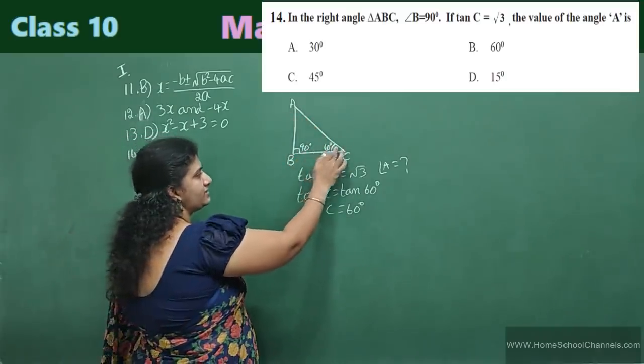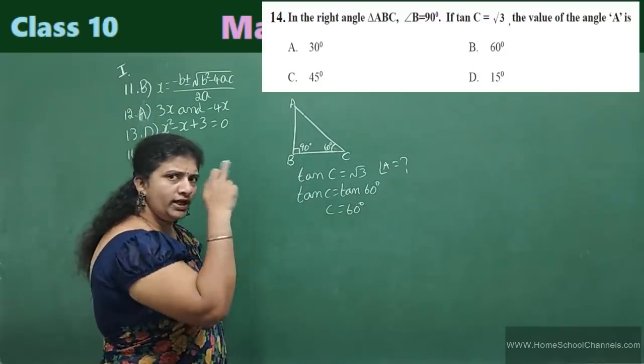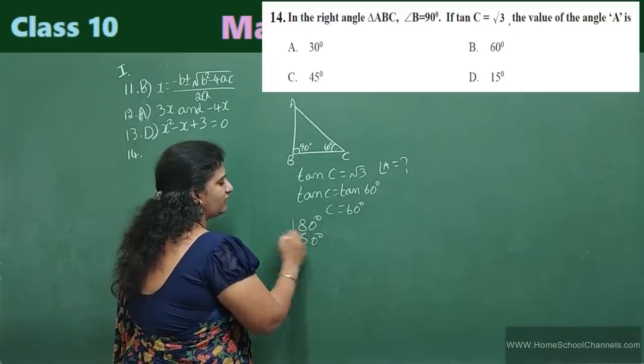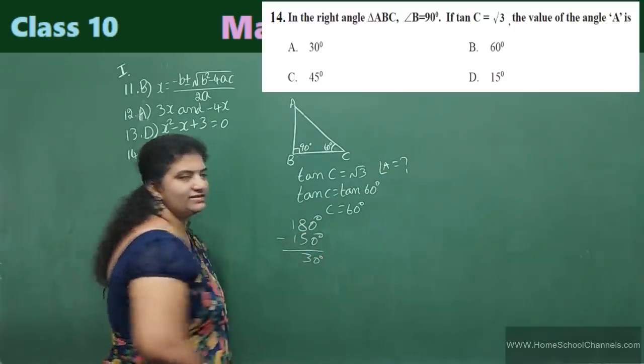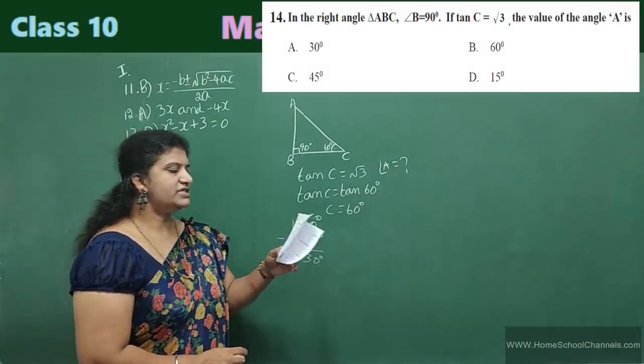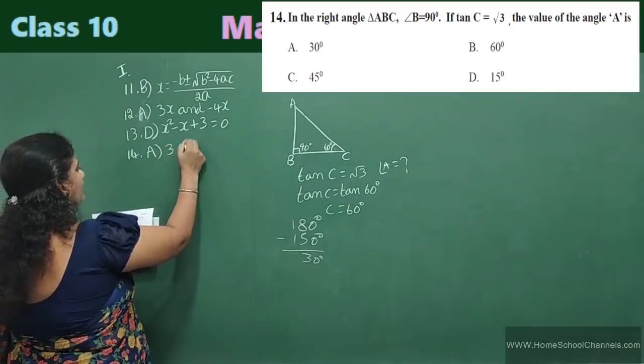Two angles we know. We need to find the third angle. Add these two angles. 90 degree plus 60 degree will be 150. Total 180. 180 degree minus 150 degree, it will be 30 degrees. Your answer. What is angle A? Angle A is 30 degree. Check for the option. Option A, 30 degree.